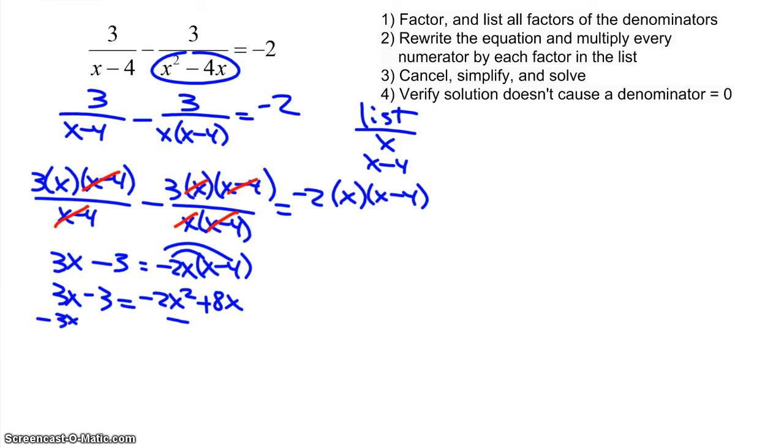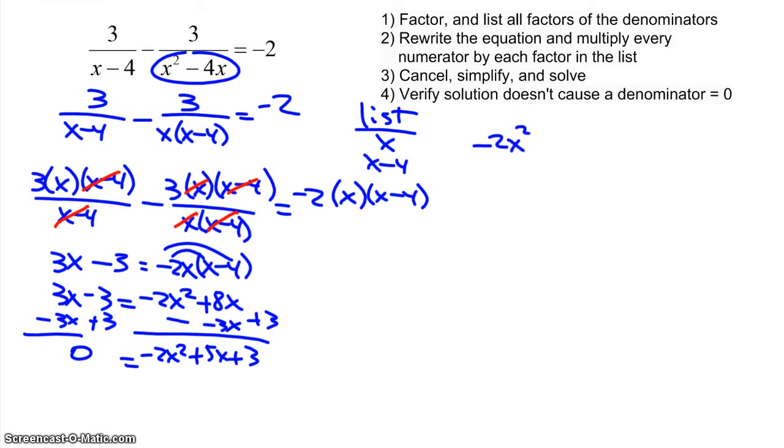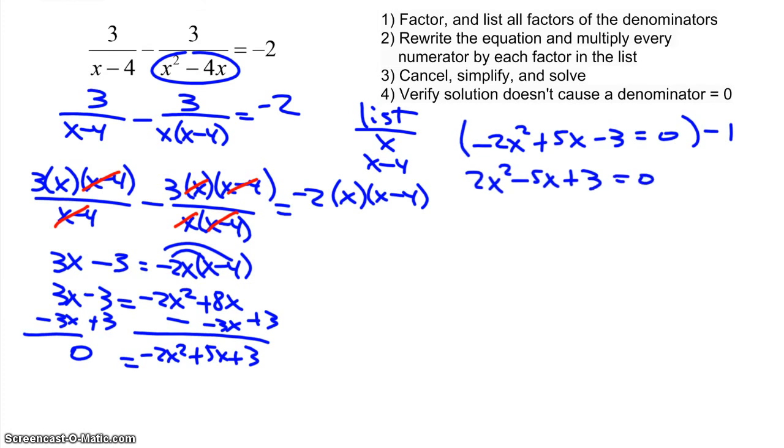So maybe I subtract a 3x and add a 3 to get everything to the right. So I'd have negative 2x squared plus 5x plus 3 equals 0. Let me write that again. I have negative 2x squared plus 5x minus 3 equals 0. And then, let's get rid of that negative by multiplying everything by negative 1. So I have 2x squared minus 5x plus 3 equals 0. Okay, then we would have to use our quadratic factoring techniques to go further.